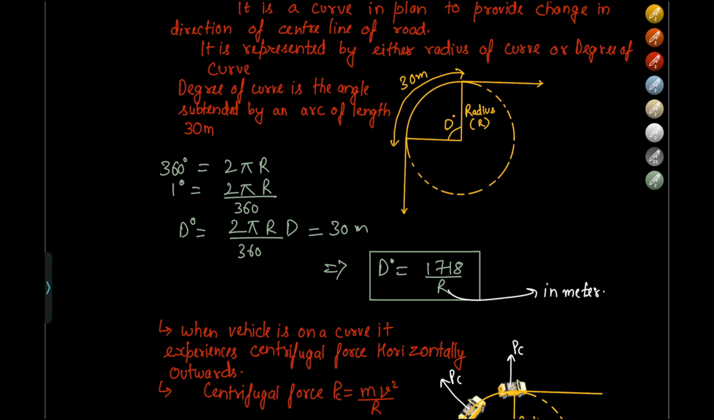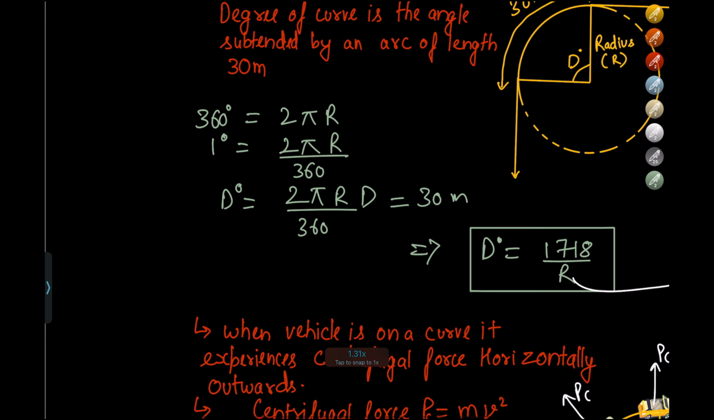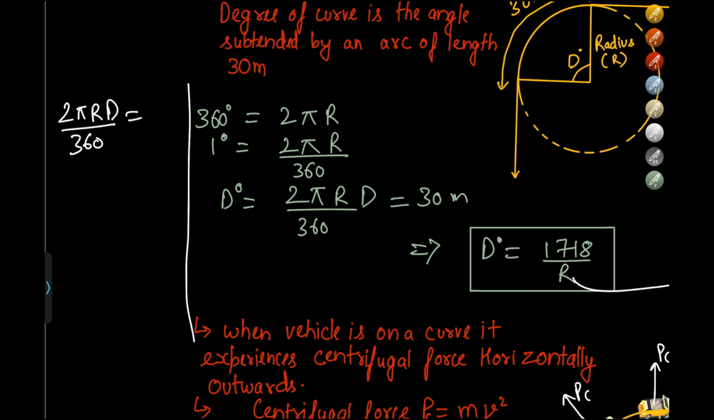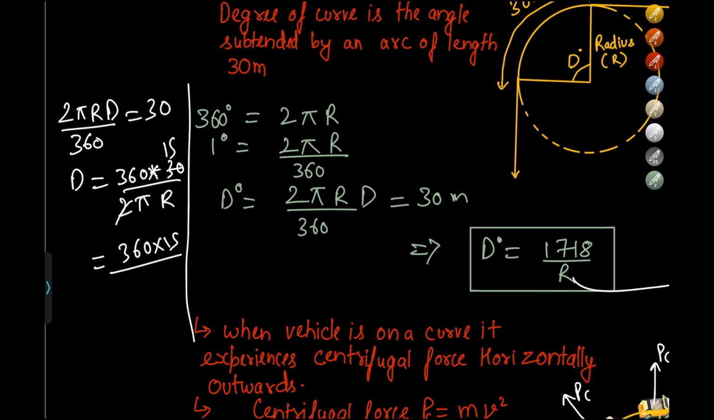Let me, for clarity purpose, do it on the side. 2 pi r d upon 360 would be equal to 30 meter. So we need to find out the value of d. So it would be 360 multiplied by 30 upon 2 pi r. So this would be 360 into 15 upon pi, right?